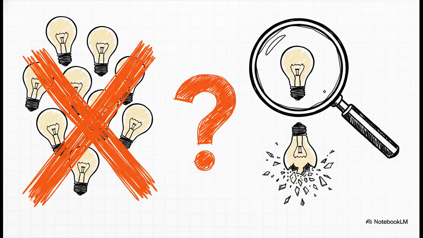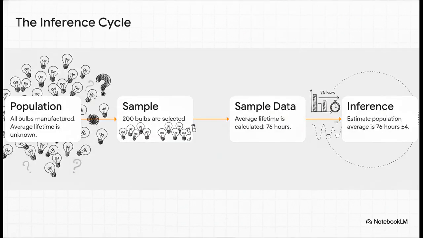Imagine you're Norris Electronics. You've got a problem to solve. You need to know the average lifetime of your new light bulb filament. But here's the catch. The only way to test a bulb is to burn it out. It's a destructive test. You can't test all of your bulbs, or you'd have nothing left to sell. A full census is literally impossible. So what's the solution?